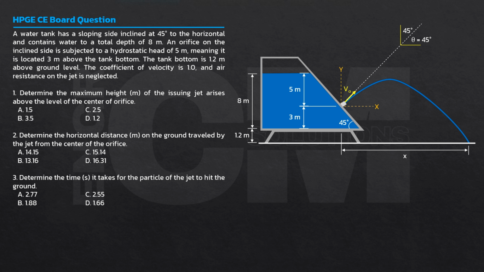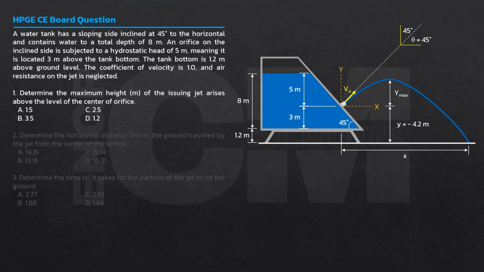The problem says the bottom of the tank is 1.2 meters from the ground. Therefore, the distance from the orifice to the ground is 3 and 1.2. Well, that's 4.2. I take that as a negative value because it is below the origin. For the first question, what we are looking for is the maximum height from the orifice. This is the maximum height from the orifice.